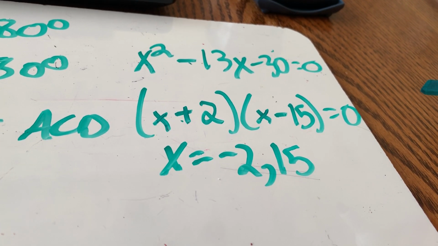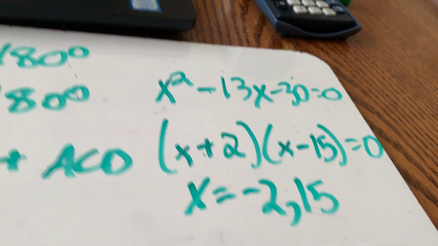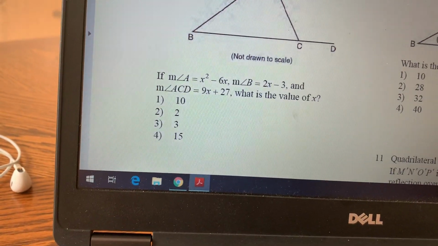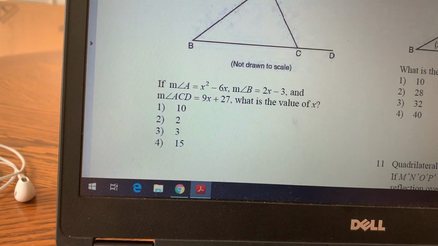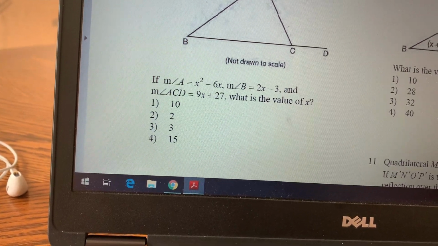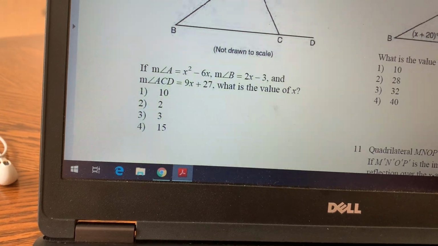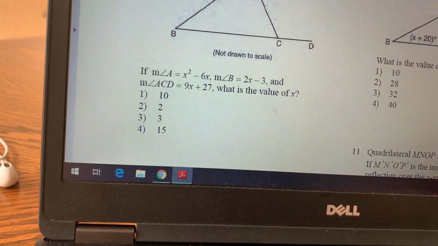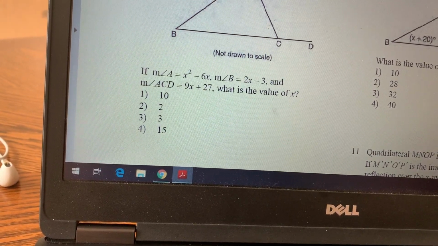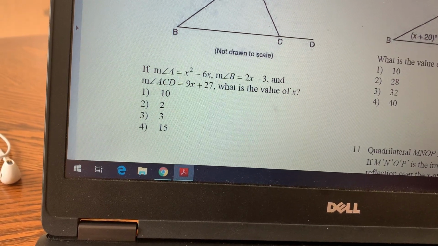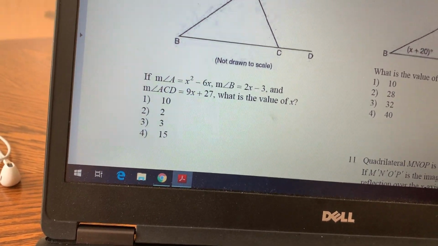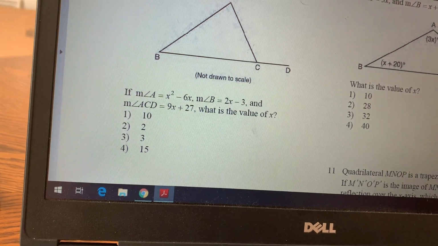So you see I got two answers, right? Now if I look, there's not any answer choices that have two answers. It's just one. You got 10, 2, 3, and 15, right? So our answer is number 4, 15. It's positive 15, because we got negative 2, right? We can't just take off the sign and say 2 and answer that one.